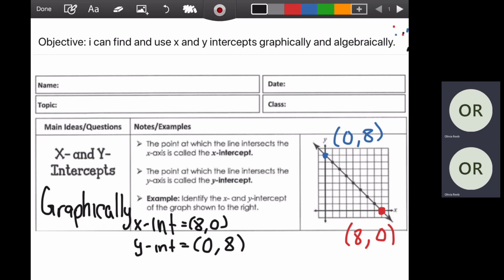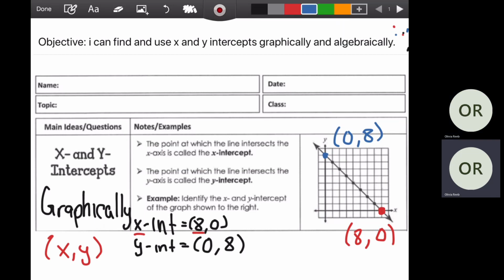Now notice how my x-intercept has an 8 in the x part of the coordinate. You know how a coordinate is (x, y)? So my x-intercept has a number in the x part. And my y-intercept has a number in the y part. That's how you can tell them apart. And that's how you find your x and y intercepts graphically. You really just find where the graph touches the x and y axis.